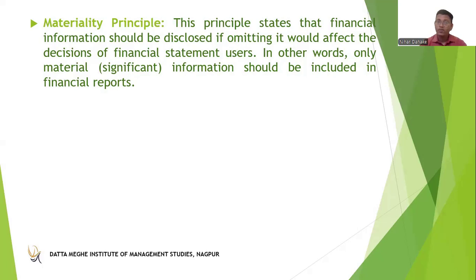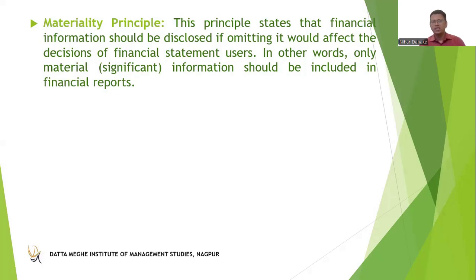So as per this principle, financial information should be disclosed. Which financial information do you have to disclose? If omitting it would affect the decision of financial statements. It means if you are omitting that particular information, it will affect the decision of financial statements. So you can say that if there is a particular transaction for rupees 10 lakh which happened, but I omitted that transaction, meaning I didn't mention it in my financial statements, and due to that the decision of the financial statement will be affected, so I have to disclose that particular transaction in my books of accounts.